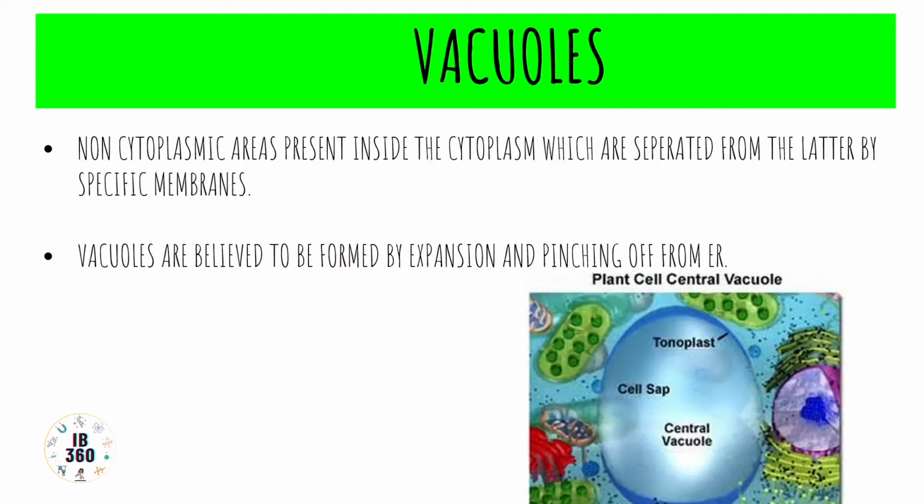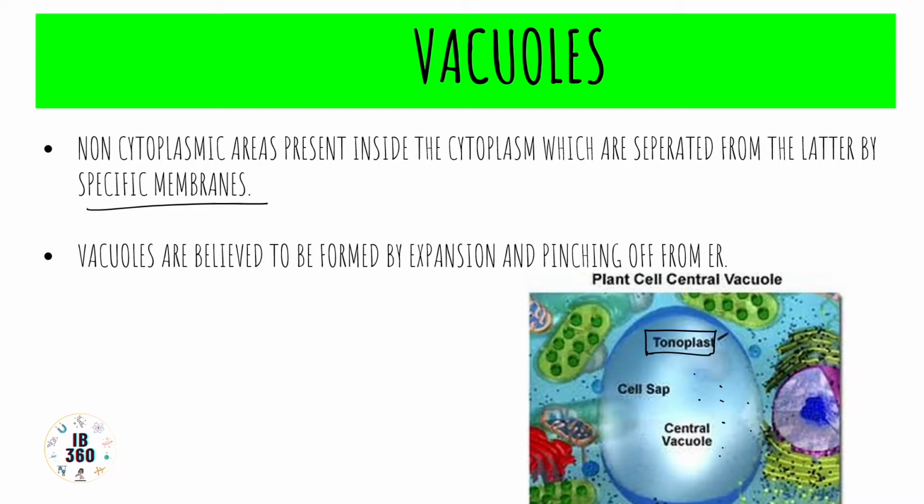So vacuoles are non-cytoplasmic areas present inside the cytoplasm, which are separated from the latter by specific membranes. These membranes are known as tonoplasts. In this diagram you can see they are selectively permeable membranes. So obviously the vacuoles would be fluid filled, so they are fluid filled vacuoles or vesicles, separated from the cytoplasm.